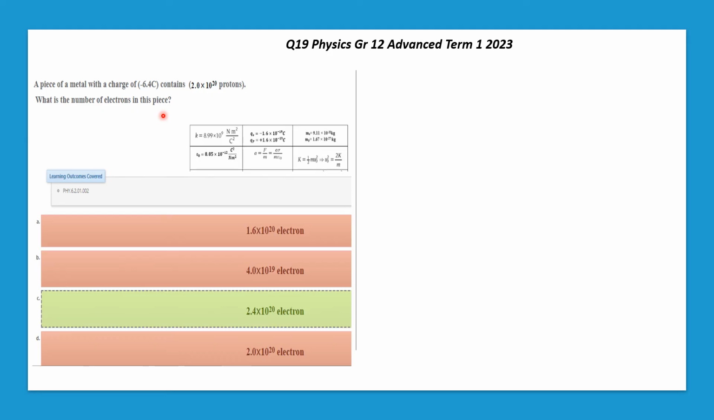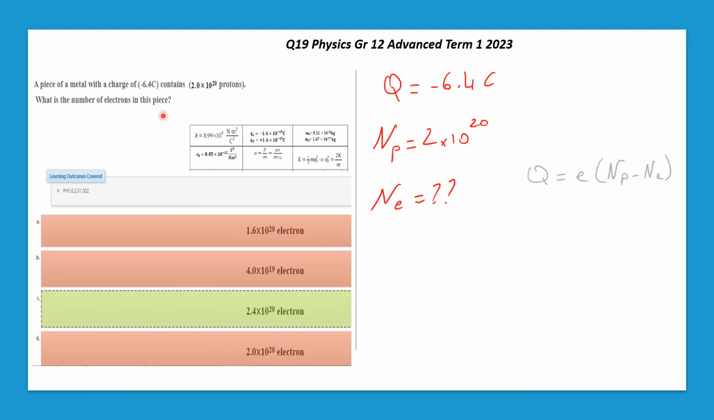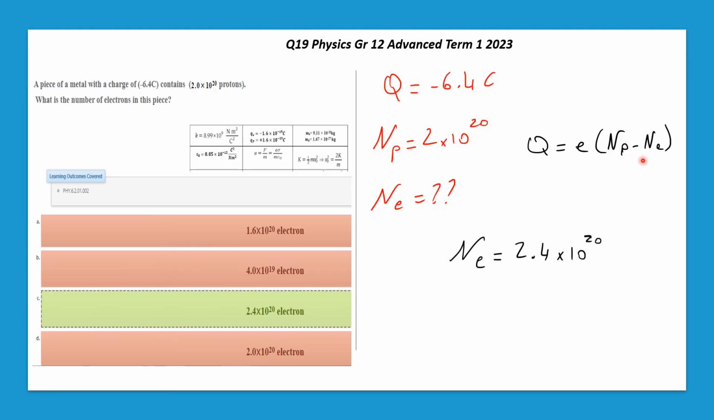So as in the previous question, we need to refer to this equation, the black equation. Q equals the elementary charge e multiplied by (Np minus Ne). Q is given, it's minus 6.4. The elementary charge is known, and the number of protons is also given. So the only unknown is Ne. With a simple arrangement of the equation, the answer is 2.4 by 10 to the power of 20 electrons. And answer C is the correct one.